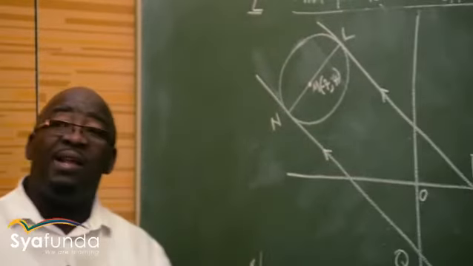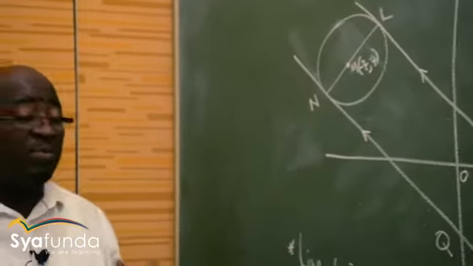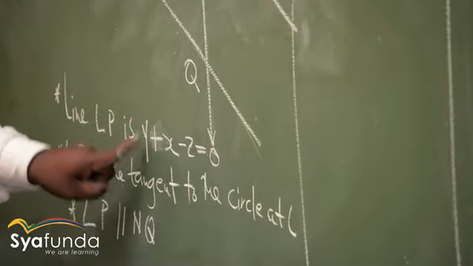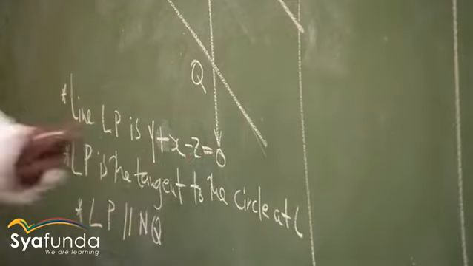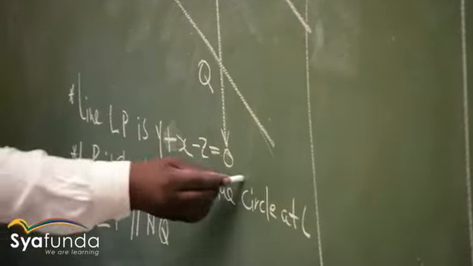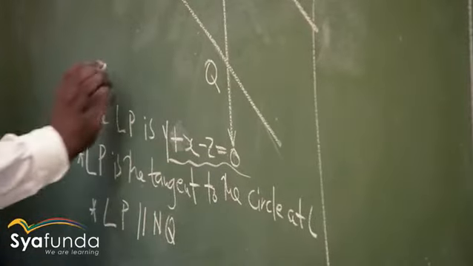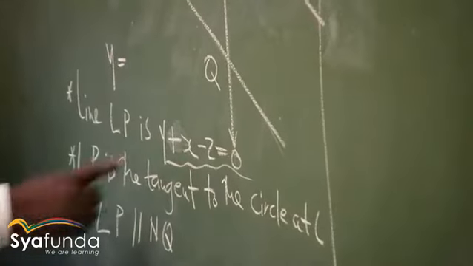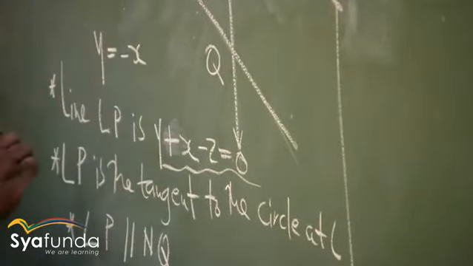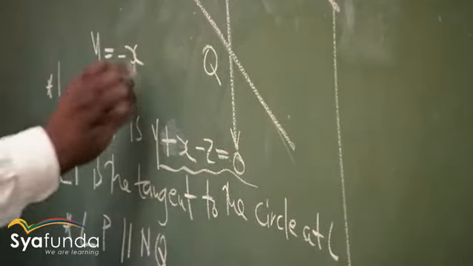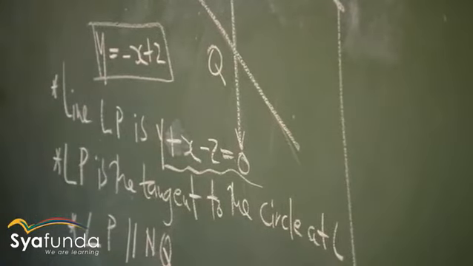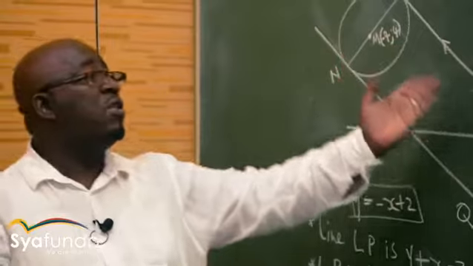LP, it is this line, LP. It's a straight line, y = mx + c. Line LP is y + x − 2 = 0. I can write this in the right way. This one can also be written as y equals, you take this x to that side, it's going to be minus x, you take this 2 to this side, it's going to be plus 2. So this is the equation of the line LP. So I do know the equation of this line.